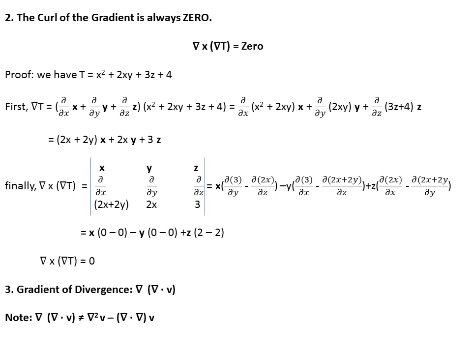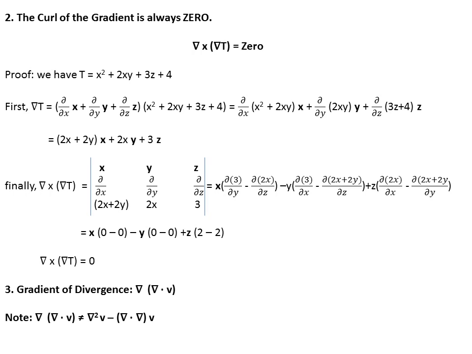So here equal to del by del x in bracket only x component x square plus 2xy x plus del by del y component 2xy y plus del by del z z component 3z plus 4z. So we get 2x plus 2y x plus 2x y plus 3z. Okay. So let's take a curl. So del cross del t is equal to determinant x y z, del by del x, del by del y, del by del z, 2x plus 2y, 2x and 3.